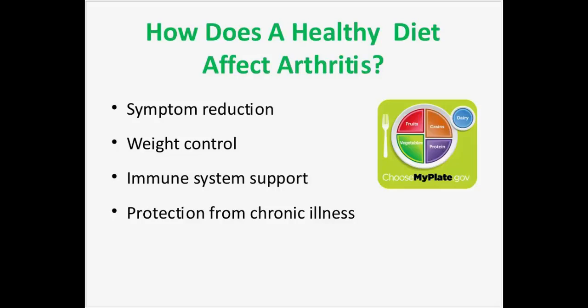A good healthy diet can help you with your immune system. It can help to support that system to make sure that you can fight off anything that might be attacking your body. Specifically with those autoimmune forms of arthritis, it's very important that your immune system be strong and healthy. So there are ways that you can talk to your doctor or nutritionist about how to improve your immune system through your diet, as well as protecting from chronic illness.